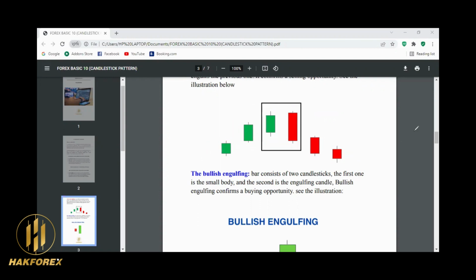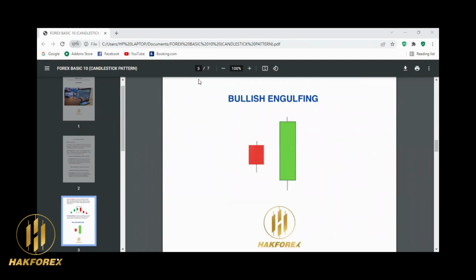Now for the bullish engulfing, guys. The bullish engulfing consists of two bars, as you all know. The first one is the smaller body, and the second one is the engulfing candlestick. The bullish engulfing confirms a buying opportunity. It always confirms a buying opportunity in the market. Let's assume the market has been coming down, literally coming down.